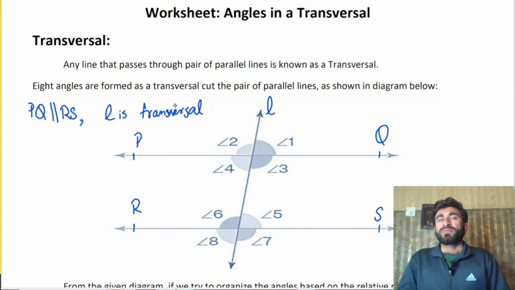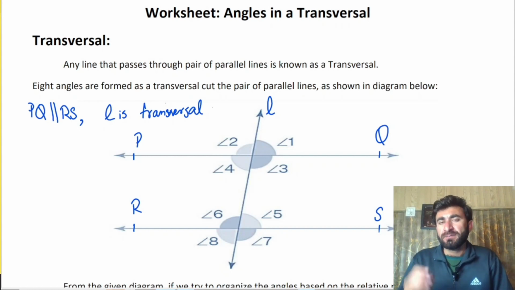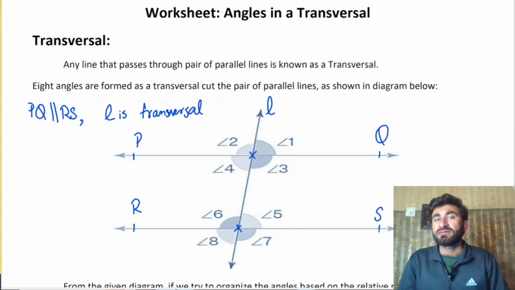As our concern is angles in a transversal, we can see that at the two points of intersection there are 8 angles, and these angles are divided into different types like corresponding angles, alternate angles, co-interior angles, and so on. So first we define the corresponding angles.